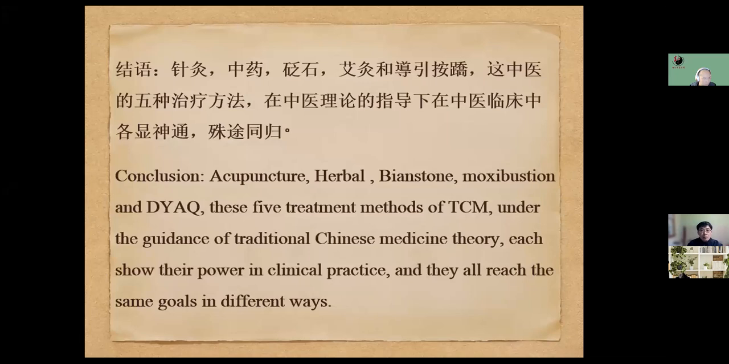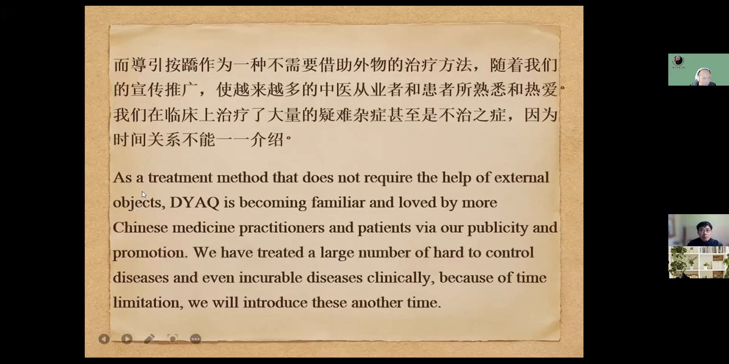So we come to the conclusion. The acupuncture, herb, Bian stone, and Dao Yin An Qiao, these five treatment methods of traditional Chinese medicine, under the guidance of traditional Chinese medicine theory, each show their power in clinical practice, and they all reach the same goals in different ways. And Dao Yin An Qiao is nearly a lost pearl.